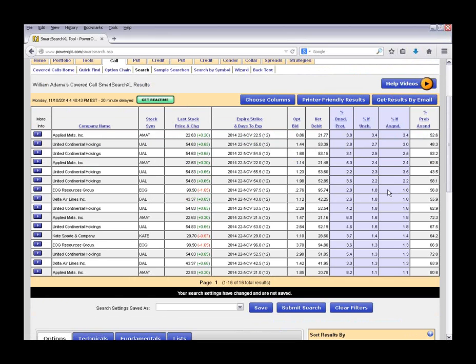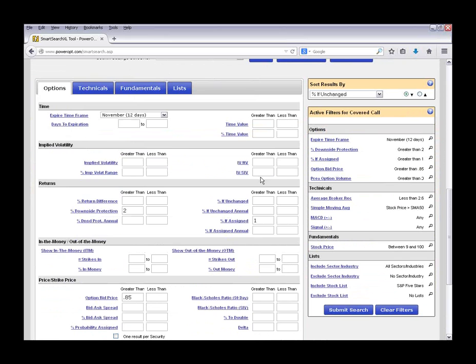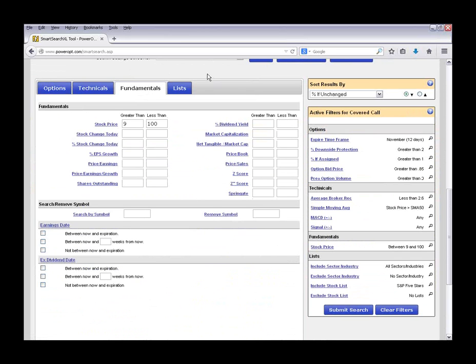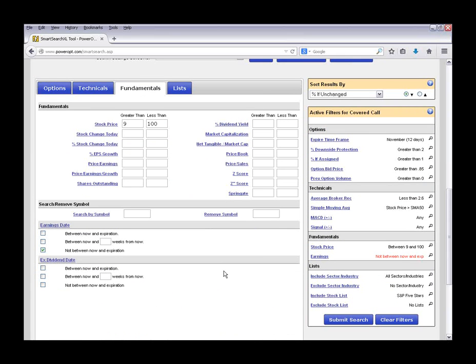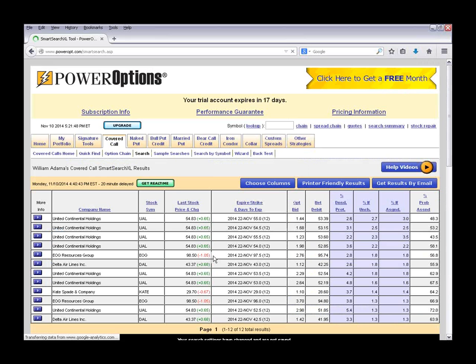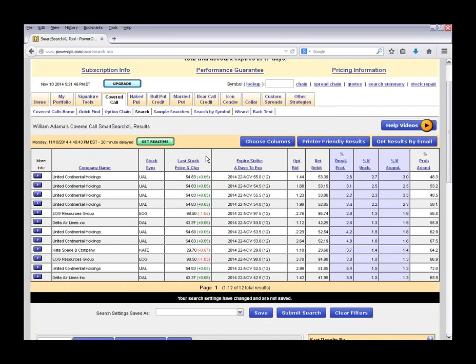Other things I might choose to add in this screen, remember what we discussed before, is I might want to go back into the fundamentals and make sure that none of those 16 results that came up in my search have an earnings date between now and expiration. Let's go ahead and submit that, see if any of those 16 drop out. Okay, so 4 of them did, and it looks like AMAT is one of the ones that's no longer in our search results. So 2 or 3 covered calls from Applied Materials dropped out of our list because they do have earnings between now and the standard November expiration, which is 12 days away.